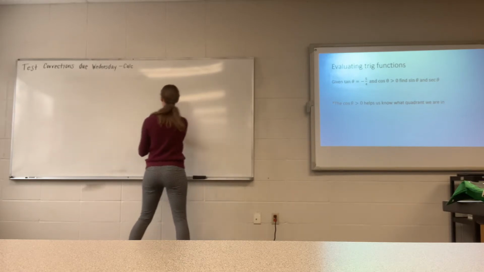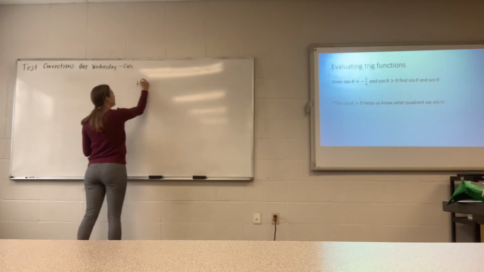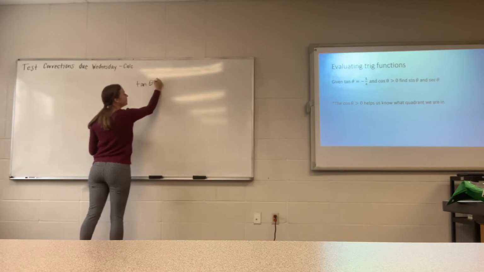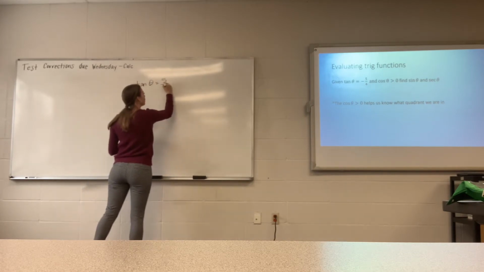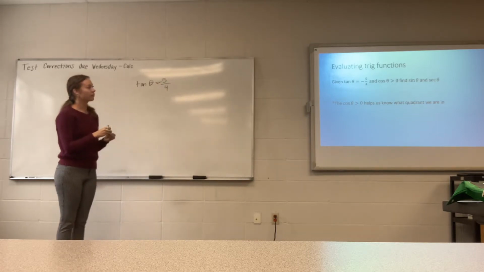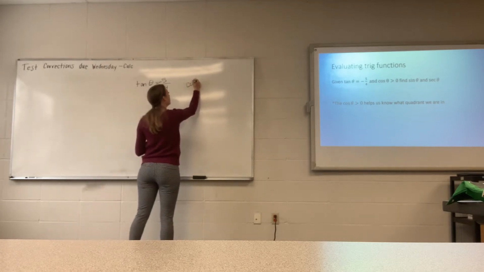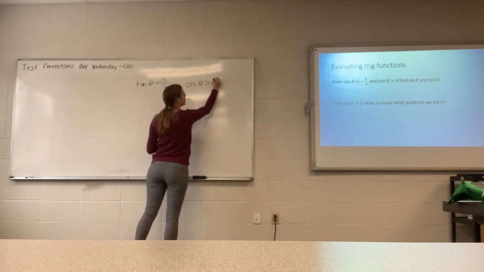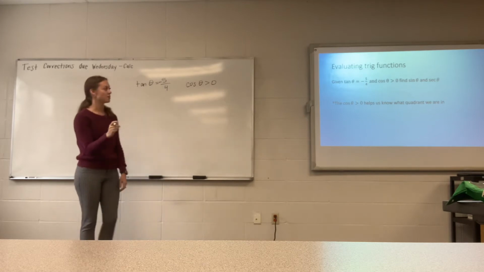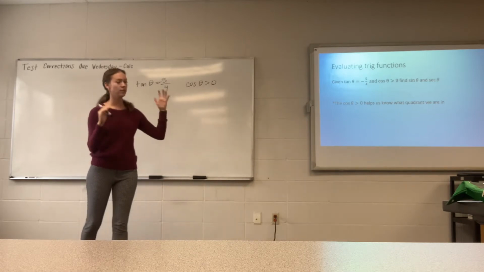I'm going to start by kind of drawing a triangle, okay? So it says my tangent of theta is equal to negative 5/4. And then it says my cosine of theta is greater than 0, so that means it's going to be positive. So I need to find my sine and my secant.